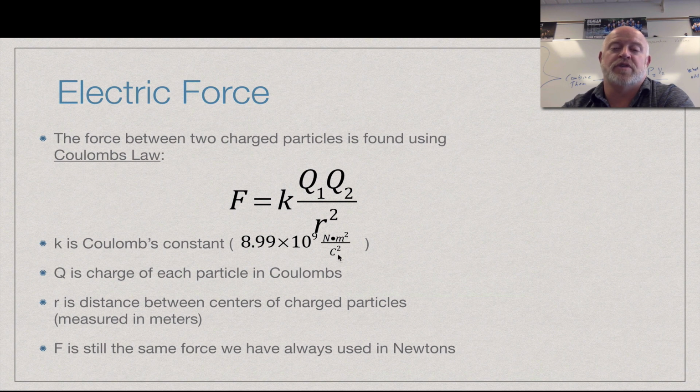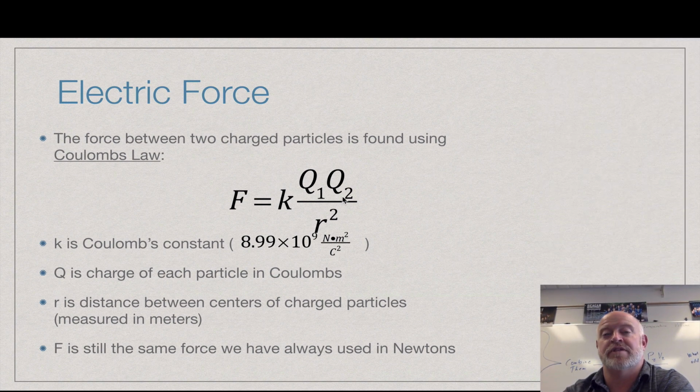Okay, Coulomb's constant is 8.99 times 10 to the 9th newtons times meters squared per Coulomb squared. The meters squared per Coulomb squared is needed here because we have coulombs times coulombs and meters squared, so that helps cancel that out. Right? We know what Q is. That's the charge of each particle in coulombs. Q here stands for charge of the particles. R is our distance, and N is the same force unit we've always used.